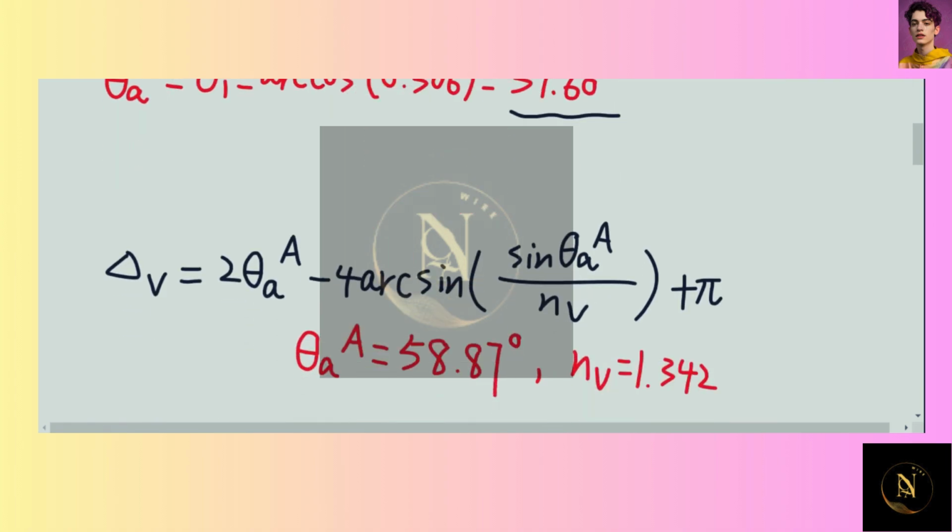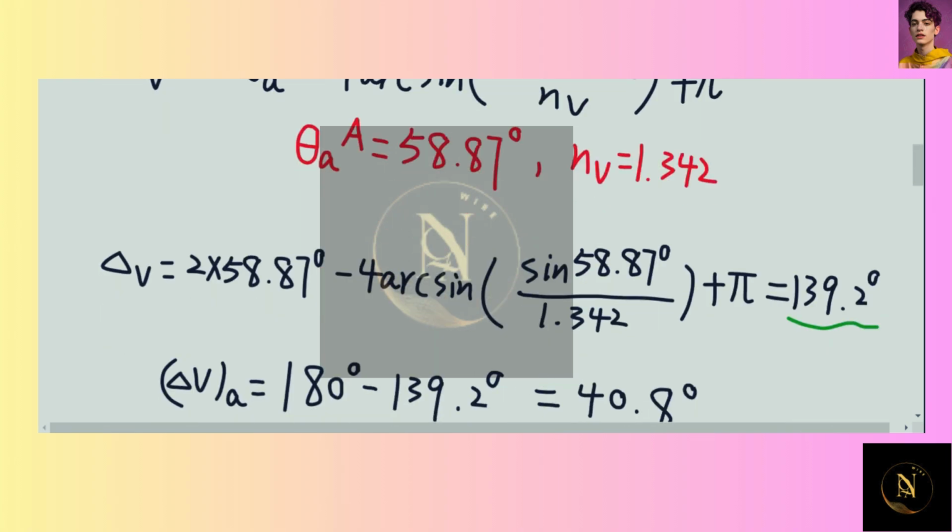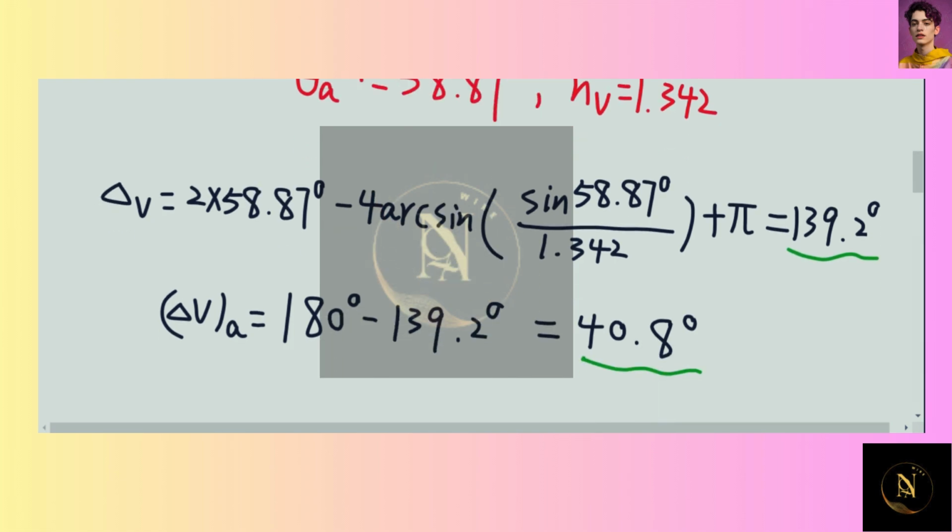So now let's take a look at the total angle of deflection at angle 58.87 degrees, and the refractive index is equal to 1.342 at this point. So eventually we'll have the angle is equal to 139.2 degrees for the violet light. But the actual angle should be equal to 180 degrees minus 139.2 degrees. It's because we know in the real case the angle is not larger than 90 degrees. So we need to use 180 degrees minus 139.2 degrees, which will give us 40.8 degrees for the violet light.